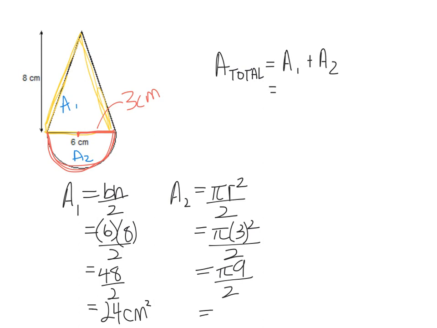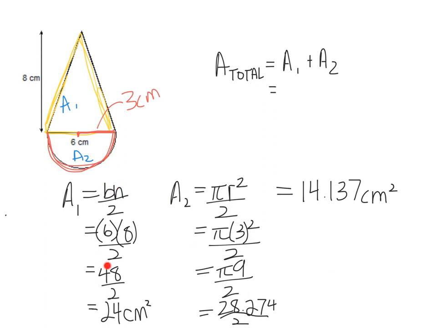We do pi 9 in our calculator, and we get 28.274, and divided by 2. Oh, I got too messy there. Can't quite fit. Divided by 2. And then our next line, we do the division by 2, and we get 14.137 centimeters squared.